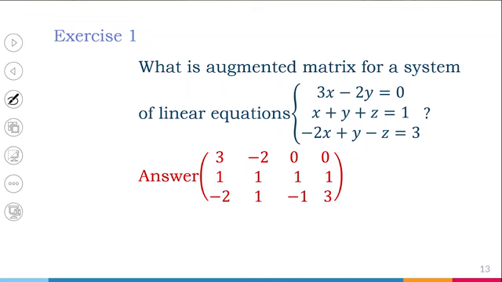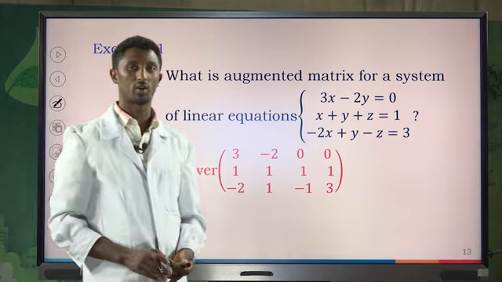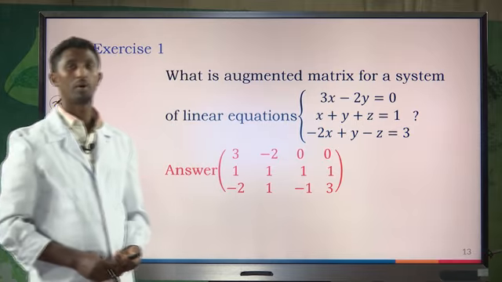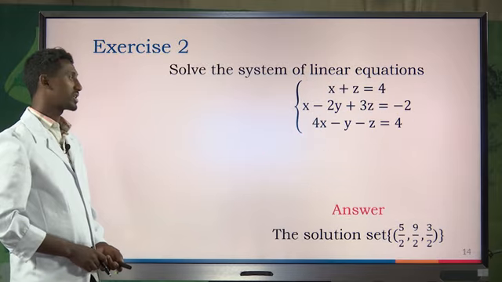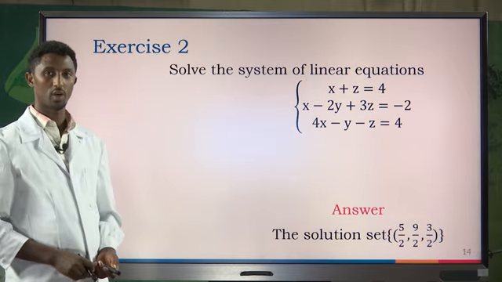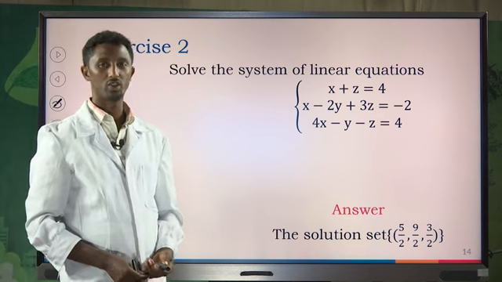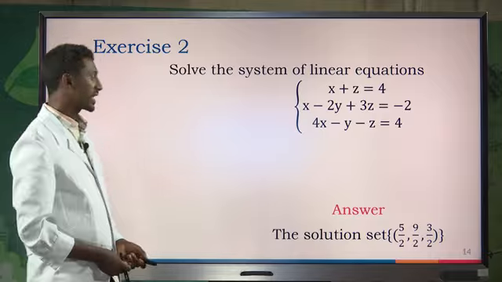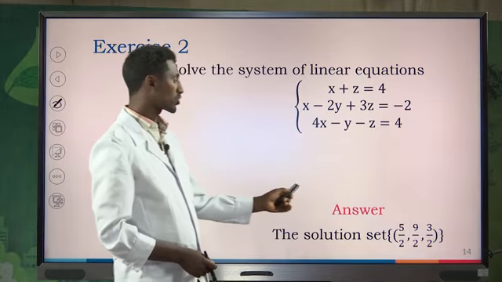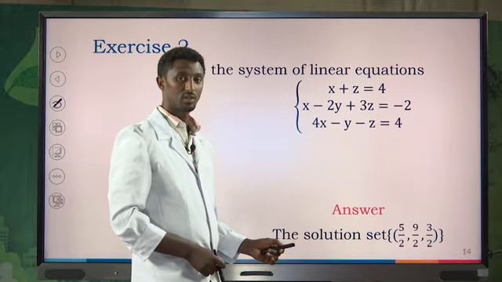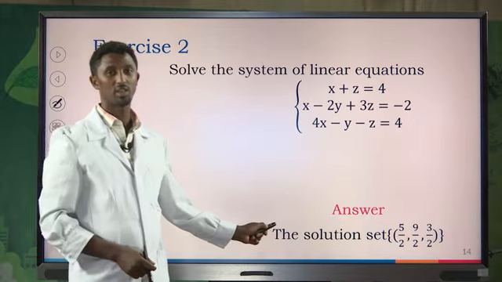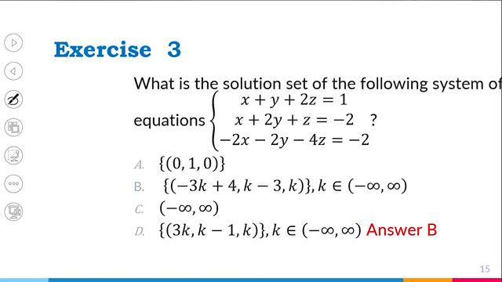So there are exercises for you. What is the augmented matrix for a system of linear equations? You know what an augmented matrix is? It is a matrix with a coefficient matrix and a column matrix B. The other one, solve this system of linear equations, convert the augmented matrix into echelon form or into an upper triangular matrix. Then finally you will have these values for x, y, and z, which implies this system of linear equations has a unique solution.